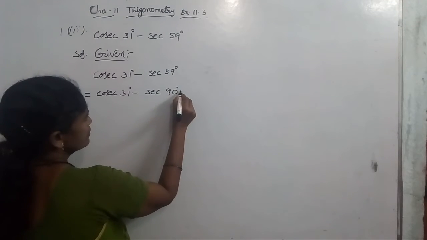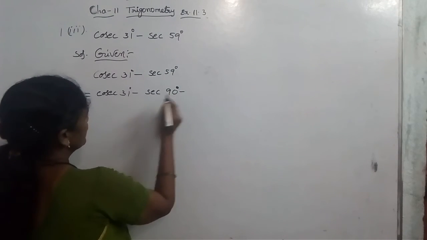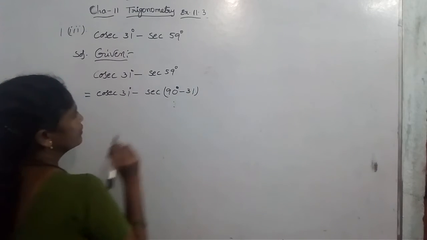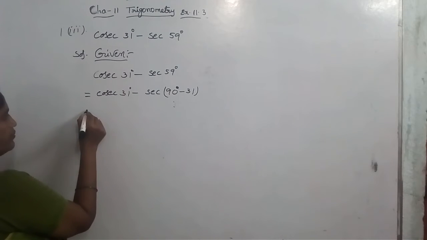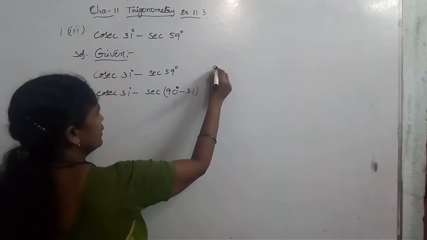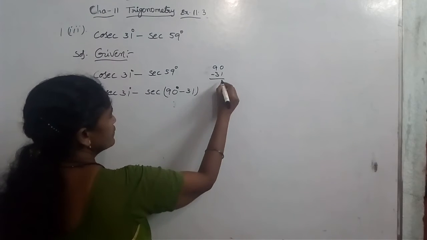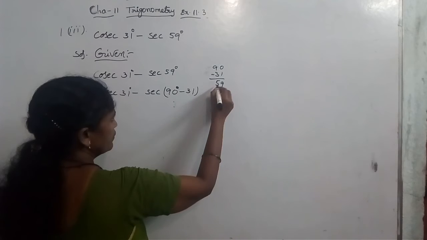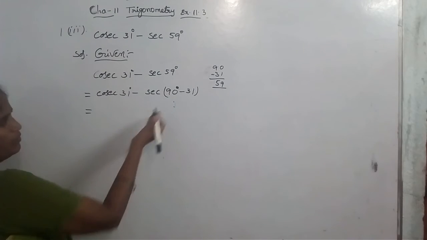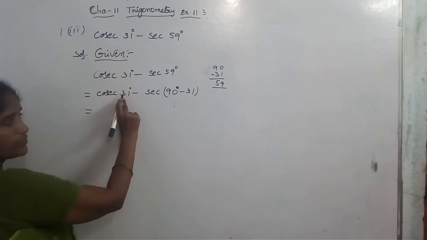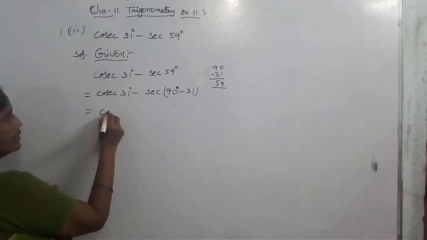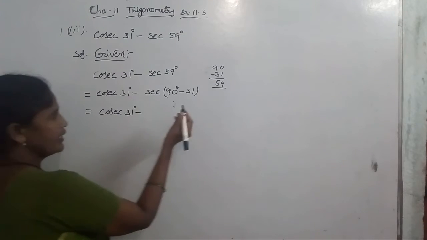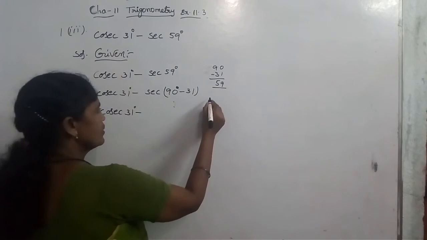Cosecant 31 degrees minus secant 90 degrees minus 31. If you write it, see, 90 minus 31 is equal to 59. So we can directly write the answer. Whatever the first number is, we can write that only. Cosecant 31 degrees as it is minus secant 90 minus, what is the complementary angle formula?